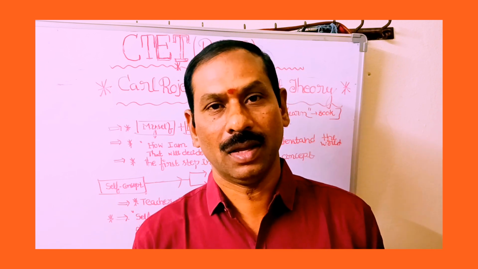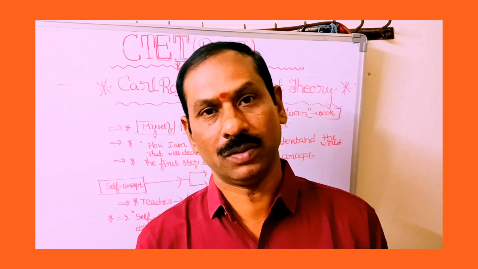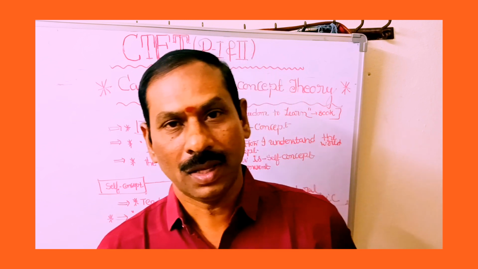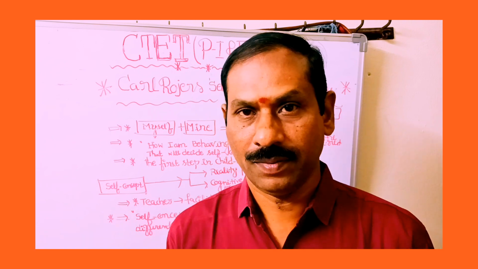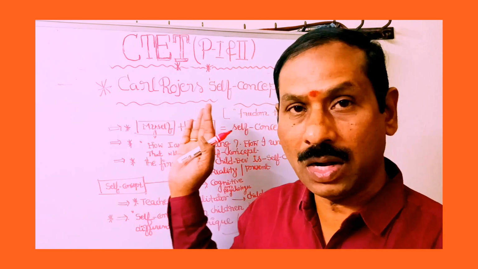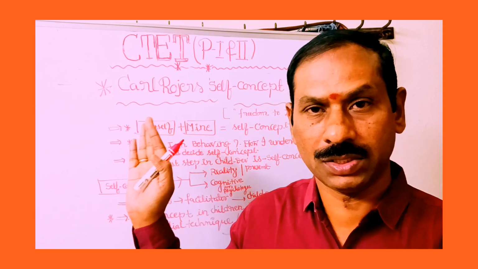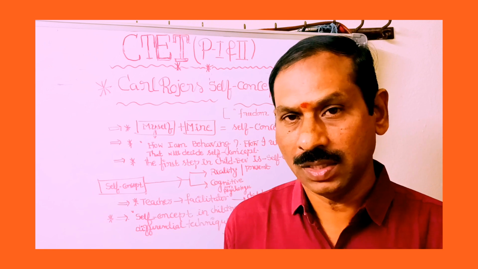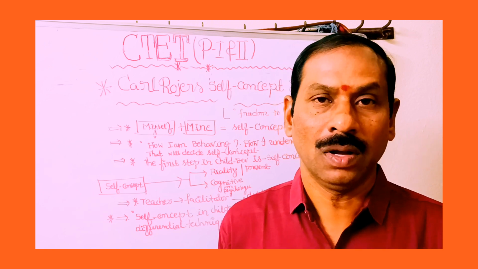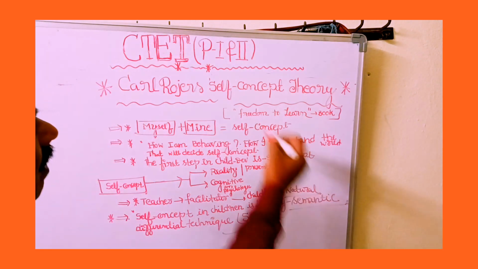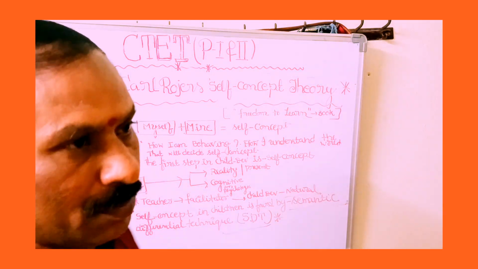In the last class we discussed Noam Chomsky's language development theory. Next we will learn about the theory of Carl Rogers: Carl Rogers' theory of self-concept. Okay, friends, let's start. Carl Rogers' self-concept theory is a small theory.